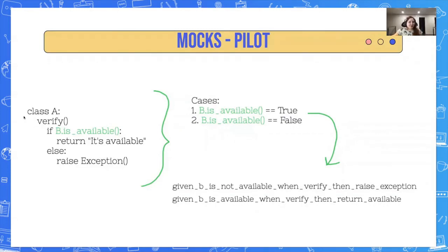And you see that the class A depends on B, using its method is available. With a mock, we can manipulate B to return the 2 possible answers, so true or false. So we can test every case of A depending on what B returns. In that case, based on B response, we want to return, for example, a message or to raise an exception. So mocks can help us doing that very easily. And also here you see that we have an example of a test name with the given when then convention.